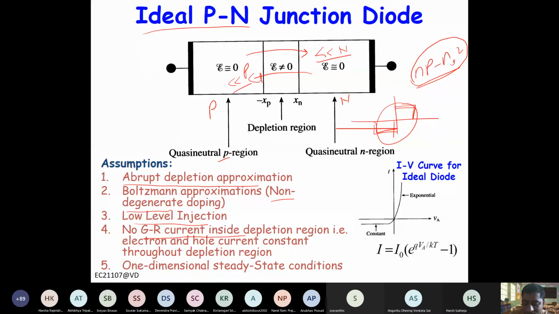It is possible that when you reverse bias it, the carrier concentration becomes less than ni square, so there will be net generation. In case of forward bias, a lot of carriers are injected, so it is possible that the np product may be more than ni square, so there will be net recombination. So for the ideal PN junction, we are ignoring the contribution from generation recombination. And then of course we will do this analysis for a 1D case only. Under steady state, what will happen?